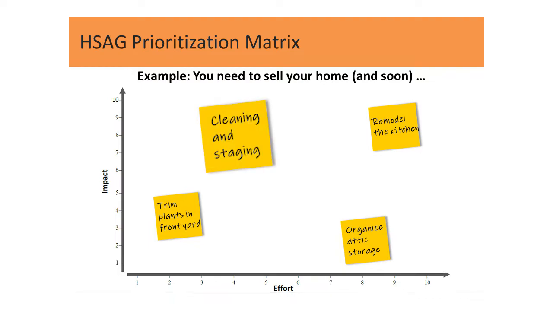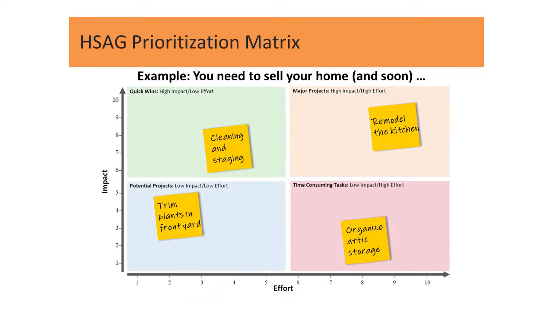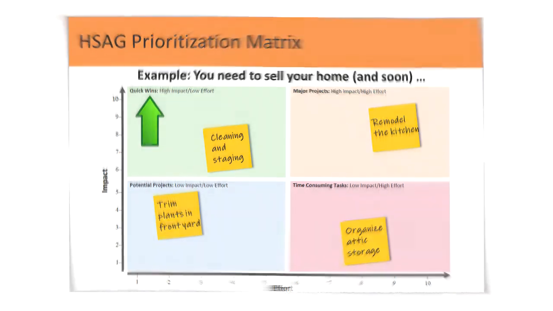Lastly, we have cleaning and staging the home for an open house. Getting things looking nice in the interior will get some home buyers' attention and with a lot less time and financial investment than doing a remodel overhaul project. As you can see with the quadrant descriptions, quick wins get the most bang for your buck considering the impact and effort criteria. Let's apply this concept to our long-term care facility story.